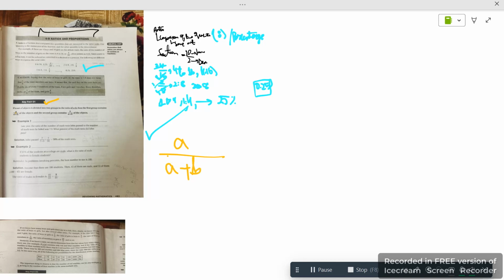Okay, this is written here. Then of the objects, the second group which contains B is B upon A plus B. So I'm sure you do not get it easily. So here let's discuss with an example.